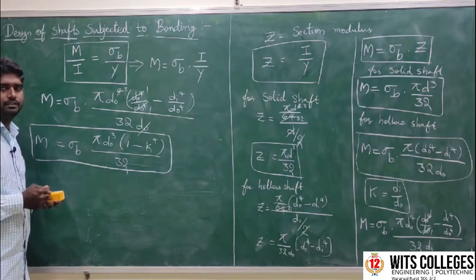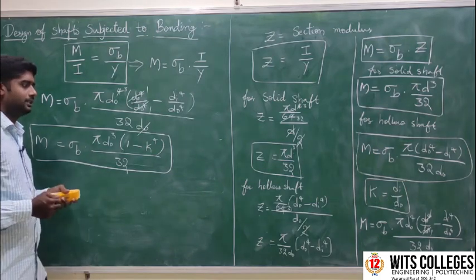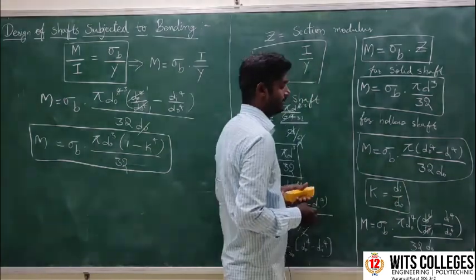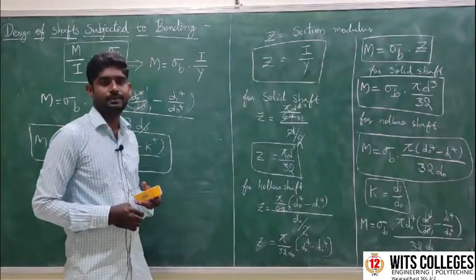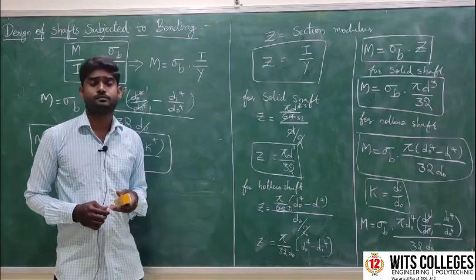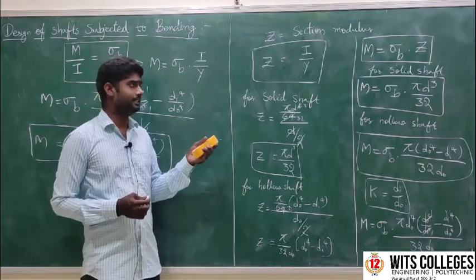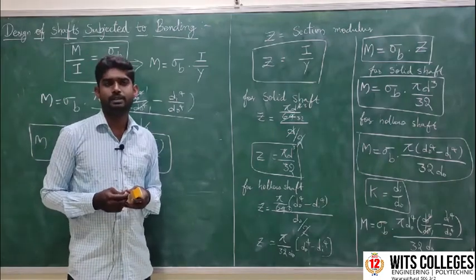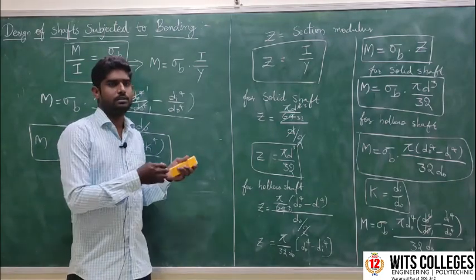For a hollow shaft, using the K constant, K is equal to di by d naught. Next, one of the important problems follows.